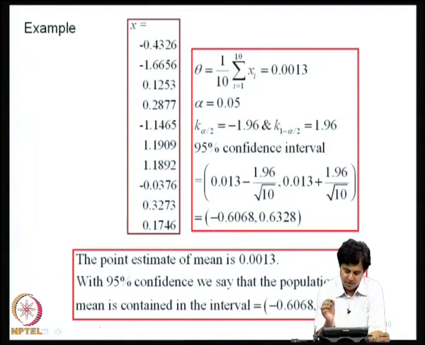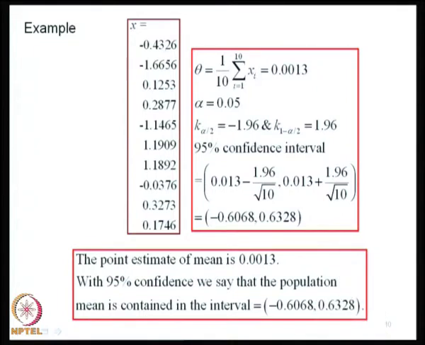Some quick examples. Suppose I take 10 numbers as displayed here, and I find a point estimator. You can verify that it is 0.0013. Now, if alpha is 0.05, I can find k of alpha by 2 is minus 1.96 and k of 1 minus alpha by 2 is 1.96. So, with 95% confidence I can say that the population mean lies between minus 0.6068 and 0.6328.